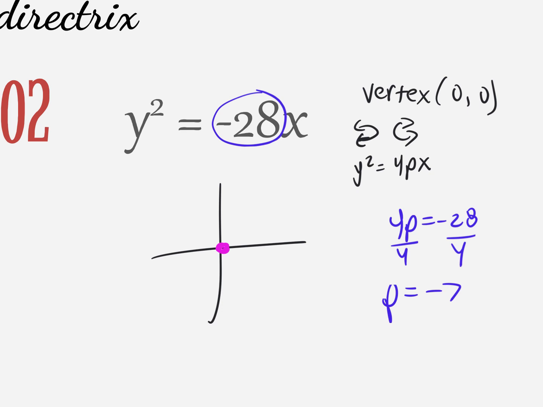So my focus is going to be negative 1, 2, 3, 4, 5, 6, 7, right? You guys agree? That's my focus. We're at negative 7, 0. Where is my directrix? Positive 7. 1, 2, 3, 4, 5, 6, 7. So this is at 7, 0. That's my directrix. So this is the line.